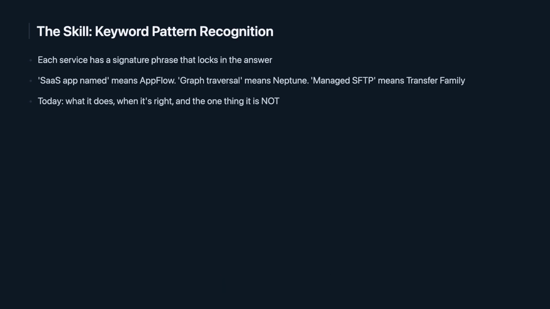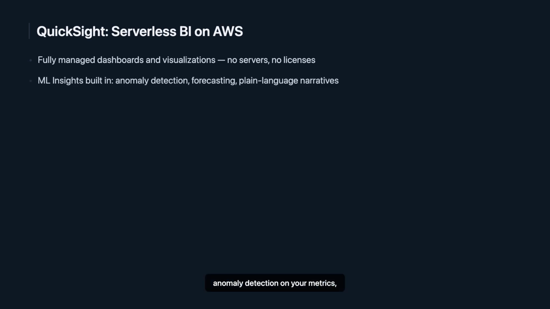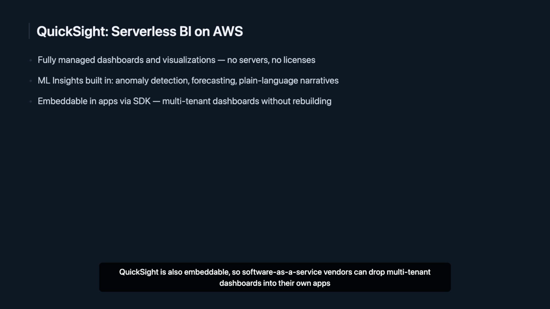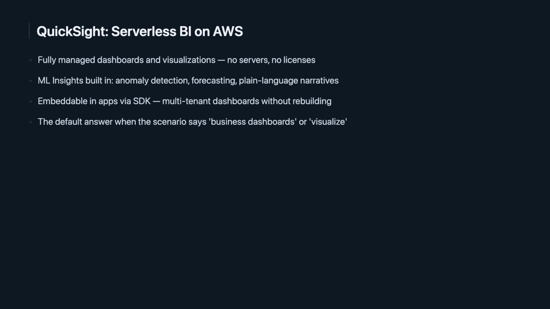Let's start with QuickSight. First up, Amazon QuickSight, an Amazon Web Services fully managed business intelligence service. No servers to provision, no per-seat licenses to negotiate. Built right in are machine learning features: anomaly detection on your metrics, time series forecasting, and auto-narratives that write a plain language summary of what the chart shows. QuickSight is also embeddable, so software-as-a-service vendors can drop multi-tenant dashboards into their own apps without rebuilding them. When the scenario says business dashboards, visualize, or embedded analytics, this is your default answer.